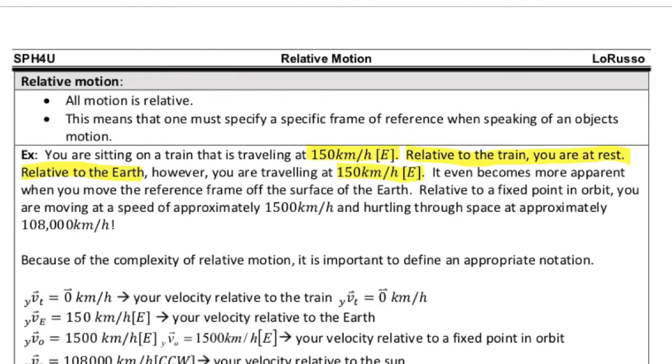But it becomes a little bit more complex when we move off the surface of the earth. So our frame of reference, when we do this, say from space. So let's say you take some relatively quote unquote fixed point in orbit. There's no such thing. You are moving at approximately 1,500 kilometers per hour. Now, let me explain that. If you are at the equator, it's about 1,500 kilometers per hour.